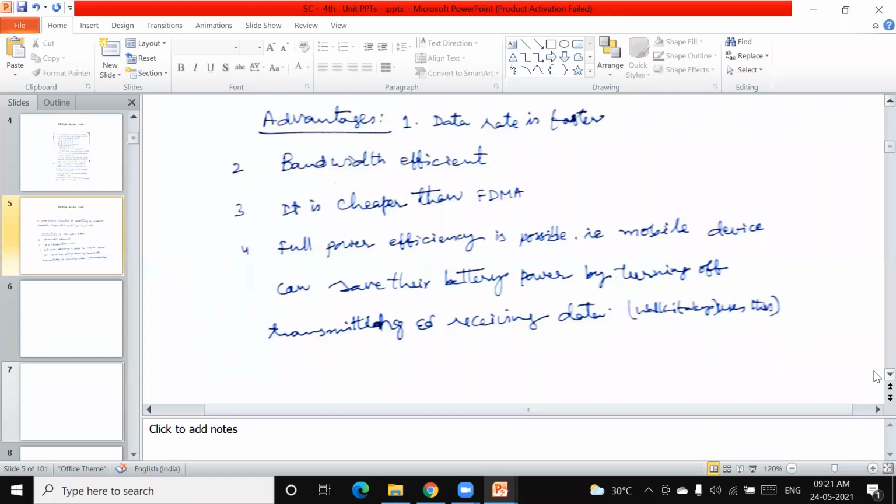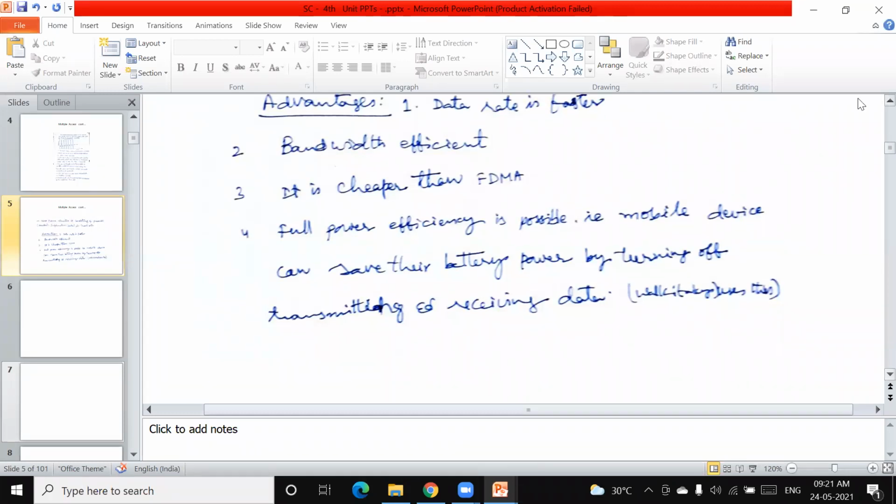For that, there are three basic multiple access techniques: FDMA, TDMA, and CDMA. CDMA we have not studied; next class we'll see. In frequency division multiple access, we can access the satellite at all times, but only within a particular frequency band given to the user. The frequency has been divided.